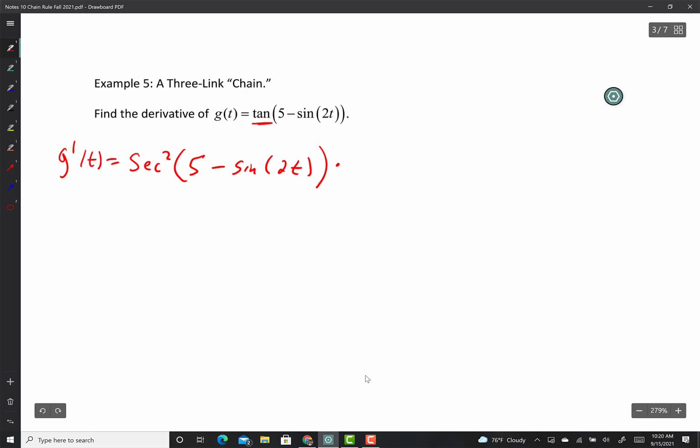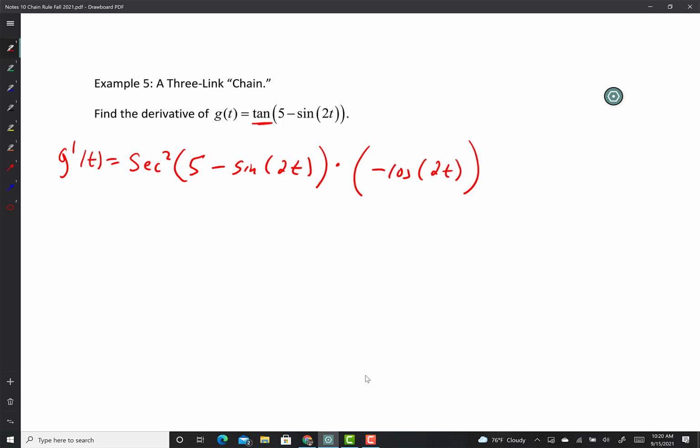So I'm going to write times, or a little dot, open parenthesis again. The derivative of 5 is 0, goes away. The derivative of sine is cosine, but there's a negative in the front, so I got to keep that. Negative cosine, keep the argument, 2t, close, close. Am I done? No, I still got the peanut.